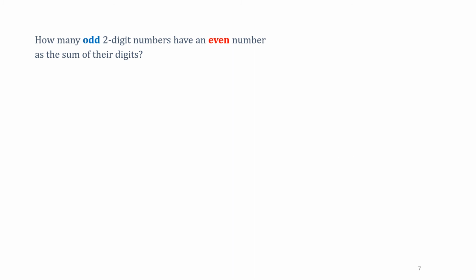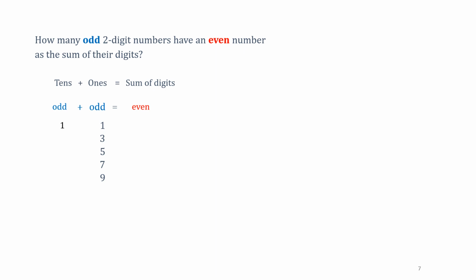How many odd two-digit numbers have an even number as the sum of the digits? The tens plus the ones equals the sum of digits. Now the sum is even. If the number is odd, the ones must be odd. Then what plus odd equals even? Odd plus odd equals even. The tens must be odd.